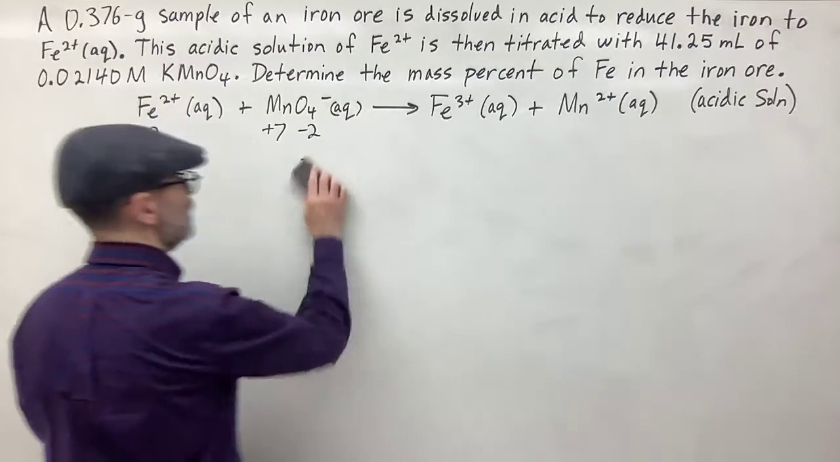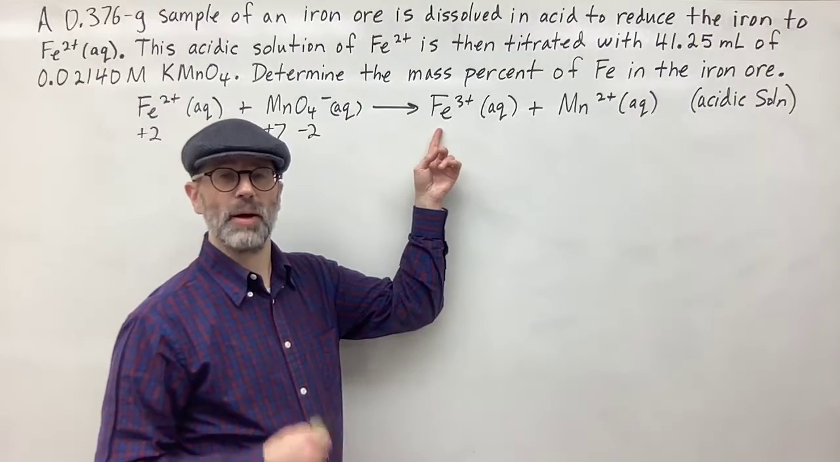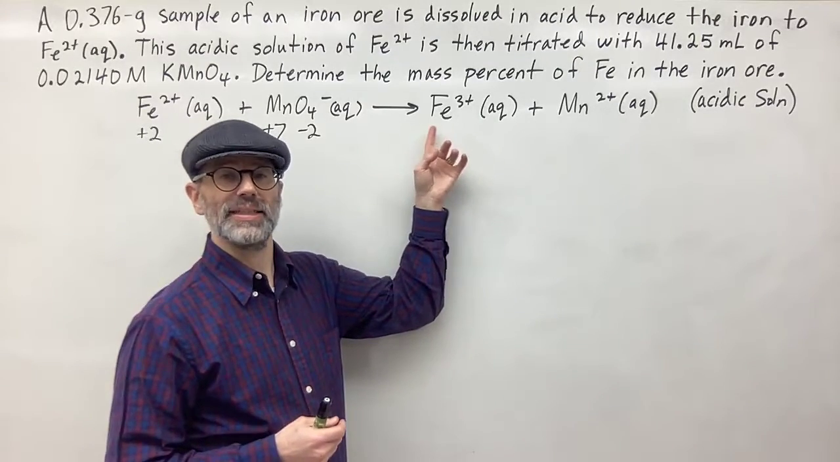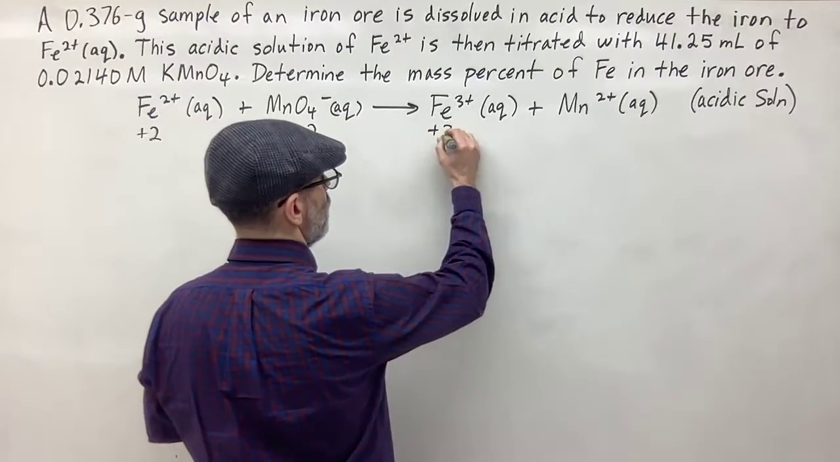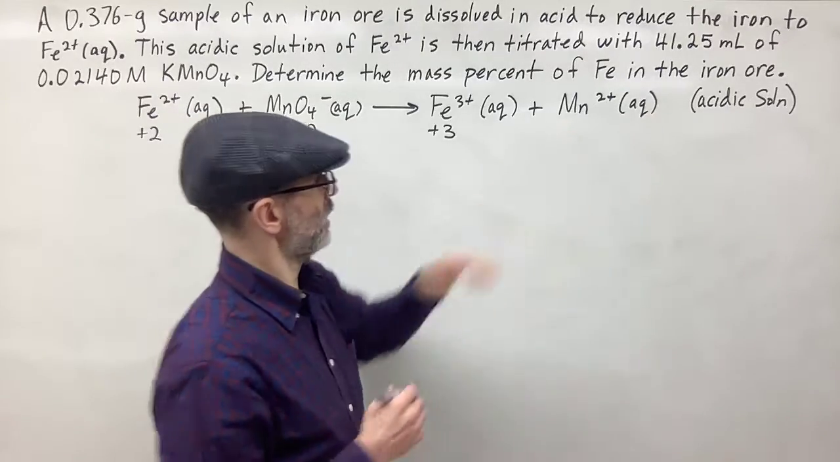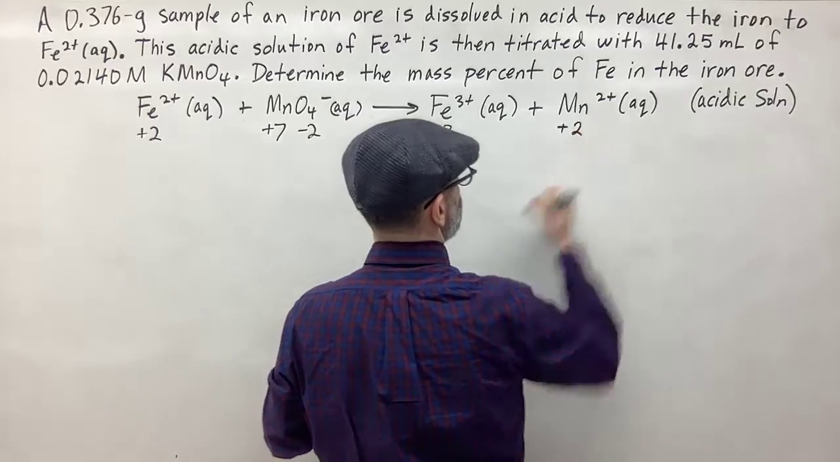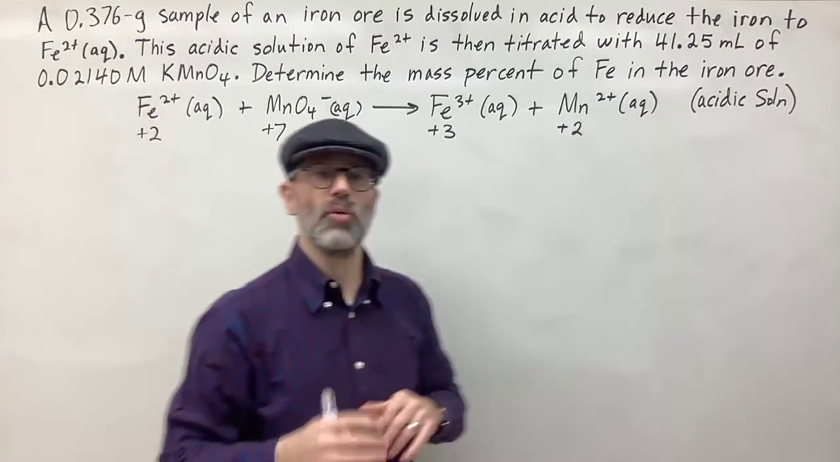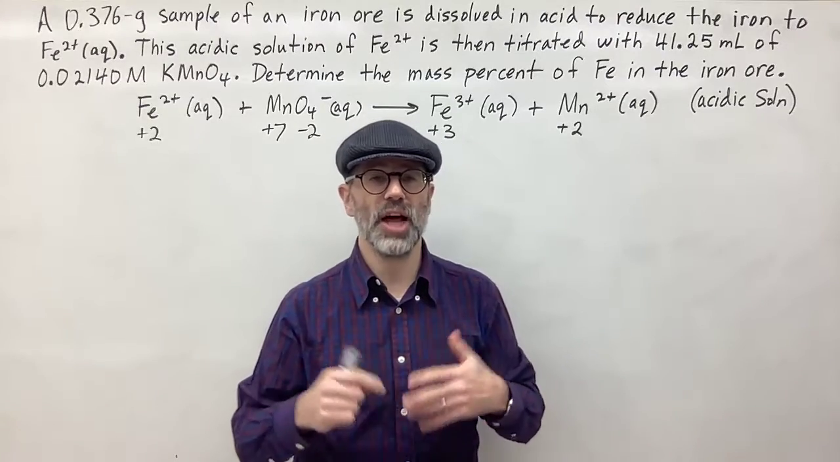We'll go ahead and erase this. Again, the oxidation state of a monatomic ion is the same as the charge, so this is going to be a +3 oxidation state. Same thing with the manganese, that's going to be a +2 oxidation state. So we've now identified what the oxidation states of each element is.